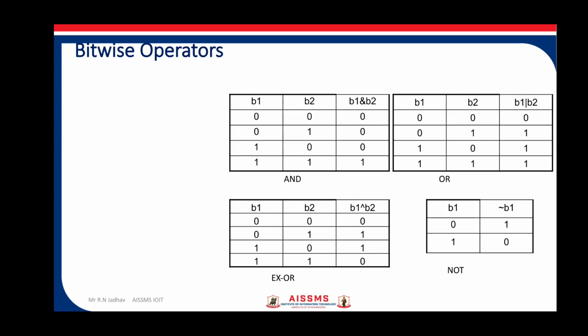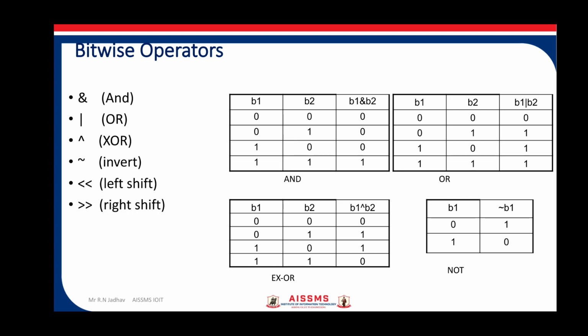Next are bitwise operators. These operators act on bits. Suppose we have a decimal value, first it will be converted into binary and then the bitwise operations will take place. The most commonly used operations are AND, OR, XOR and NOT. So for AND we have a single ampersand, then for OR a single vertical bar, then XOR and invert. Similarly, we also have left shift and right shift of bits.